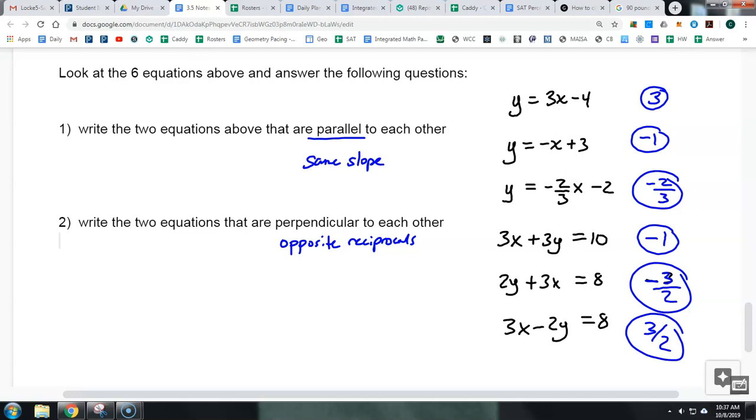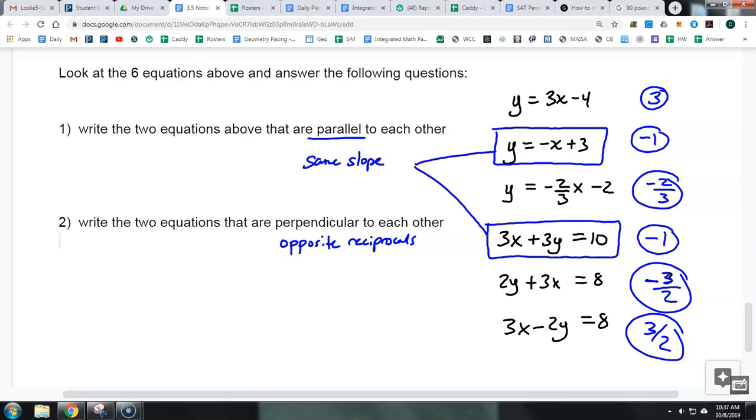All right, so we can look at these slopes and let's try to figure this out. So for this first one, who has the same slope out of the group? Well, I think this equation has a slope of -1. This equation has a slope of -1. So these two are definitely the two that are parallel to each other. All right, those two lines are going to run parallel.